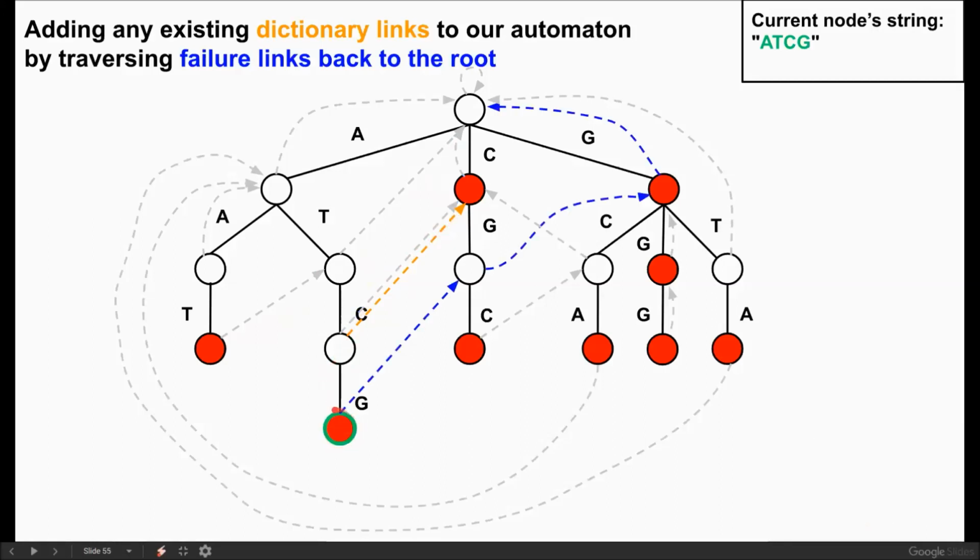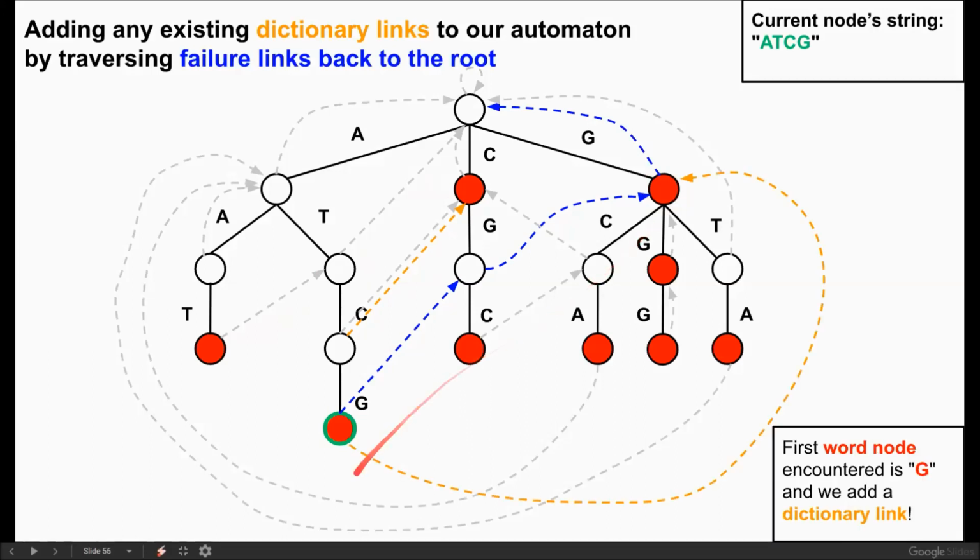Now let's consider this node. Let's do the same thing. Let's traverse the failure links back to the root. We go here. This is not a word node, so let's keep going. And this is a word node. So we did encounter a word node on our traversal back, and this is the first word node that we encountered on our traversal back. So we add this big swooping dictionary link from our current node to this word node that we encountered.